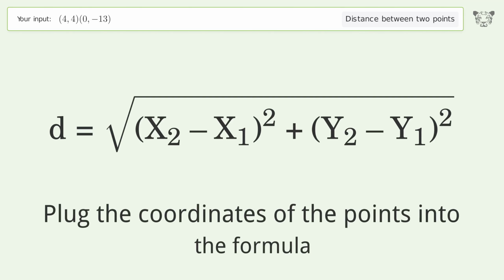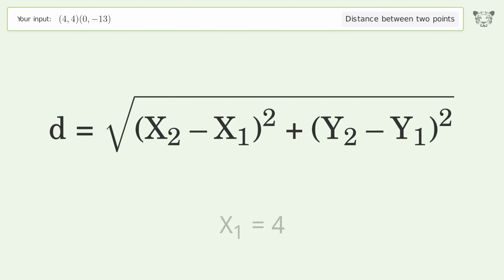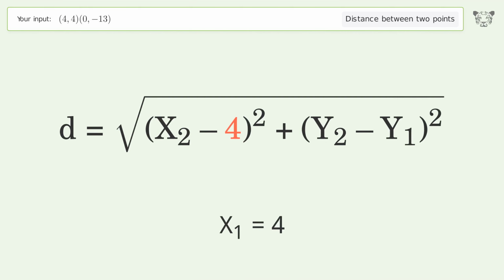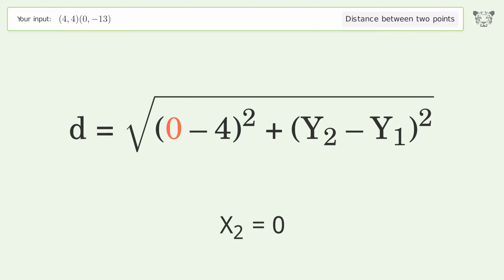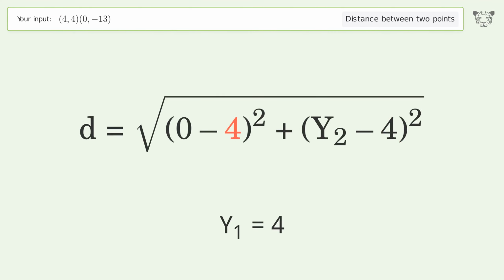Plug the coordinates of the points into the formula. x1 equals 4. x2 equals 0. y1 equals 4. y2 equals -13.